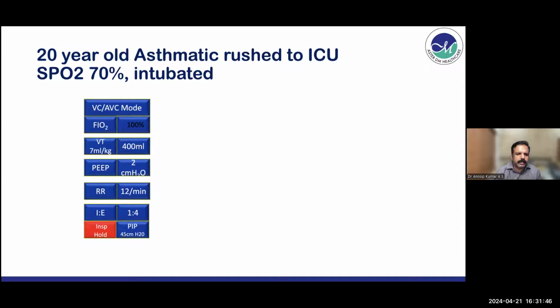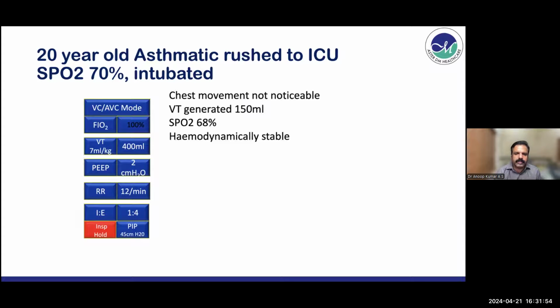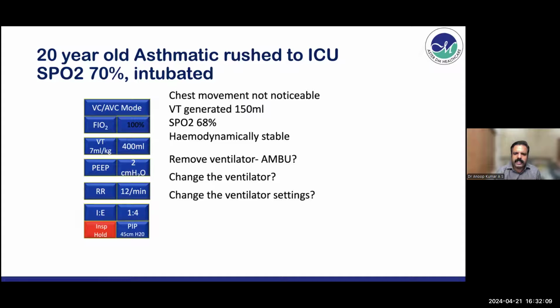PEEP was kept at 2, respiratory rate 12, I:E ratio 1:4, and the inspiratory pressure limit was kept at 25. The chest movement is not noticeable, the tidal volume generated is 150, and the patient is desaturating but hemodynamically stable. So do you remove and use an Ambu, or do something else, or change the ventilator, or change the ventilatory settings?